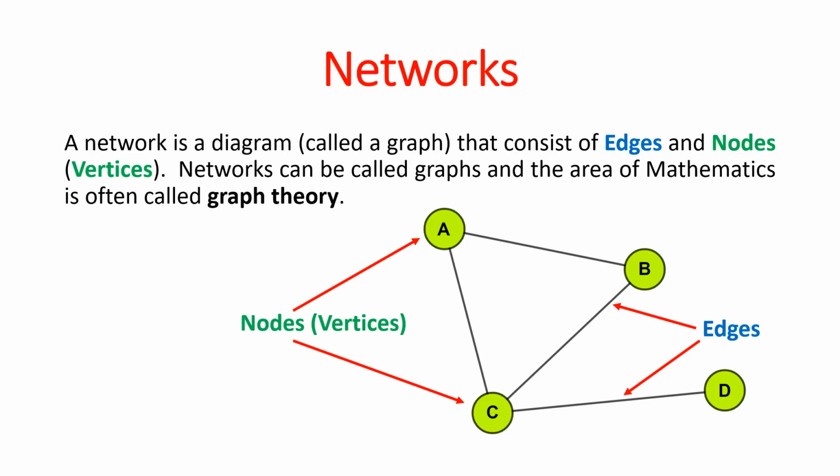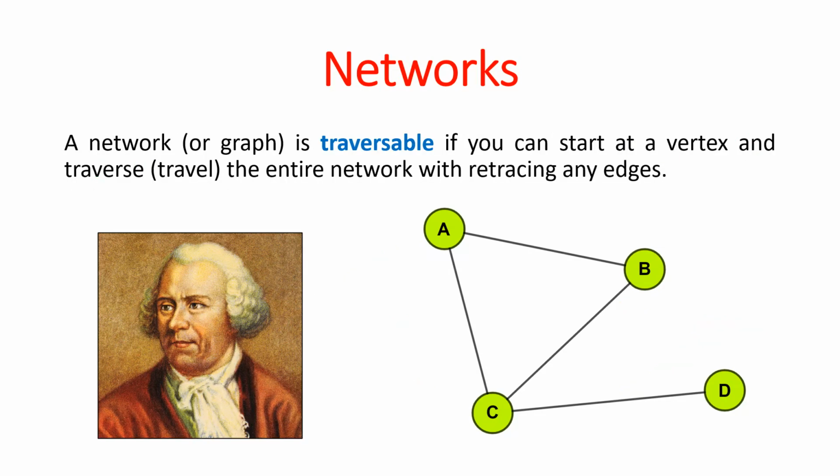We've so far talked about networks consisting of edges and nodes. Now in this video, we're going to talk about this word, traversable. A network or a graph is traversable if you can start at a vertex and traverse or travel the entire network without retracing any edges. We looked at this idea in our last video with Euler circuits and Euler paths.